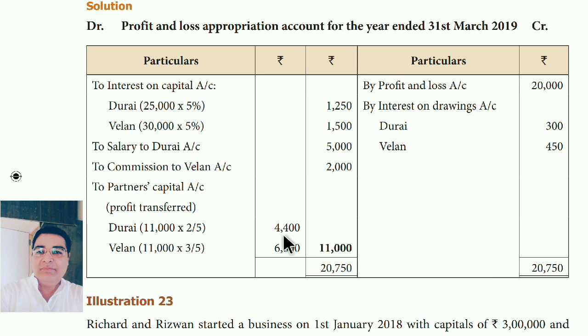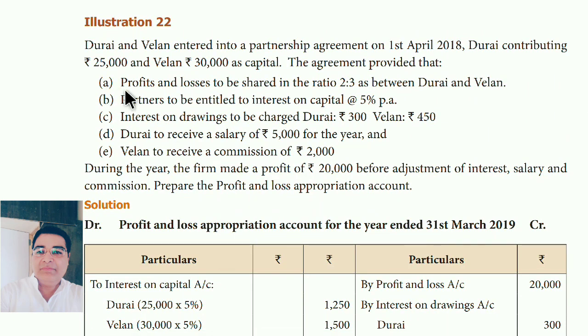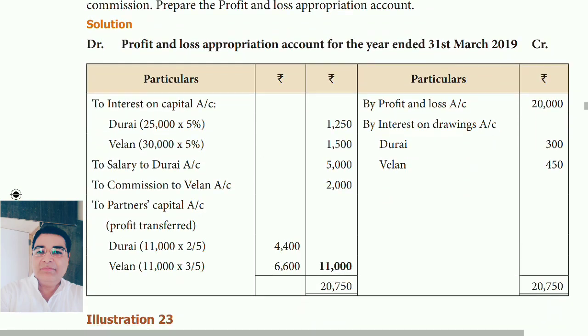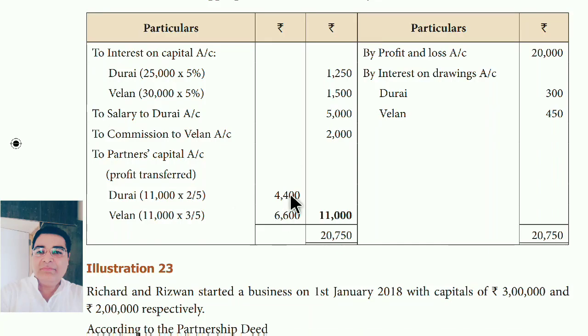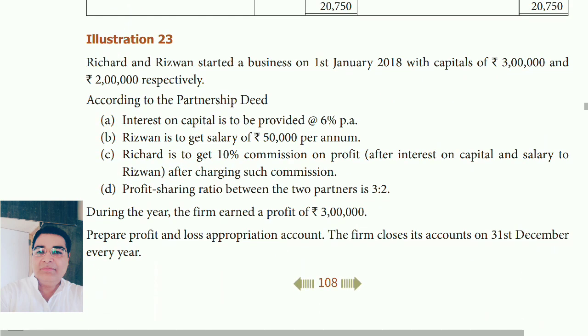So 11,000 into the ratio 2 by 5 is 4,400 for Durai. For Velan, 11,000 into 3 by 5 is 6,600. From where did this 2 by 5, 3 by 5 come? See the first adjustment: profit and losses to be shared 2:3. So from this only it has come. 4,400 plus 6,600 total 11,000. That's all, completed. You got the 5 marks. Very easy sum.